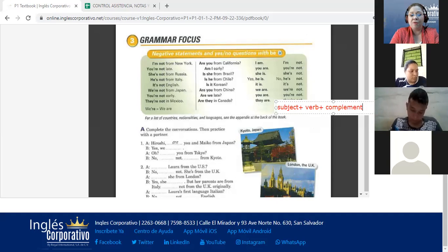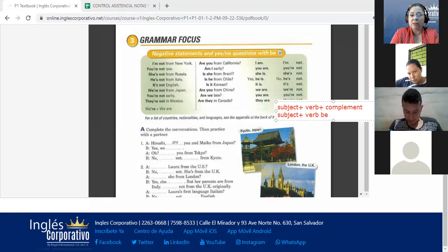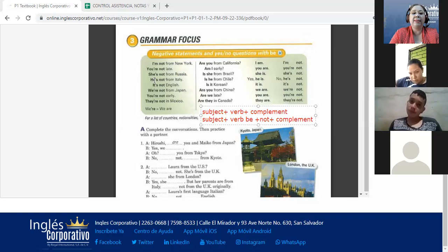Entonces vamos a poner acá, for negative statements, we need the subject plus the verb be. En este caso estamos con el verb be, puede ser cualquier otro verbo, pero ahorita estamos con verb be, ok. Plus not, all right? Plus not, plus complement, okay? Entonces, como tenemos acá esto, veamos, subject, his es ya con el verbo, ¿verdad? He es el subject, verb is, the word not, and then the complement from Italy, okay?